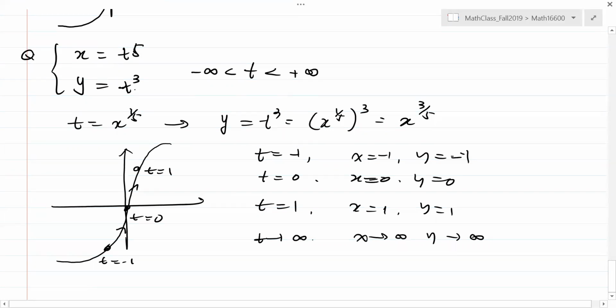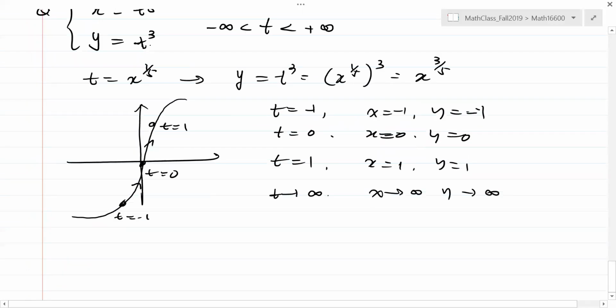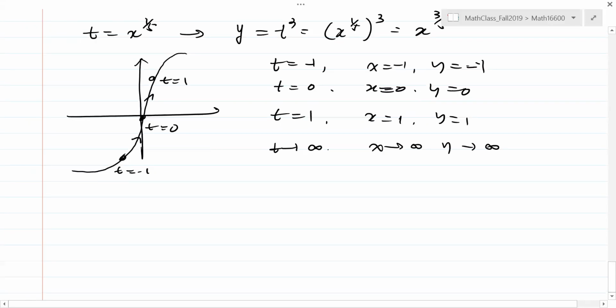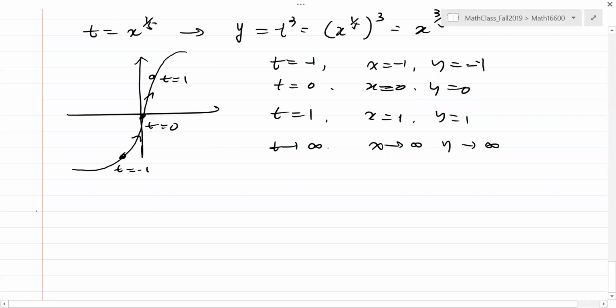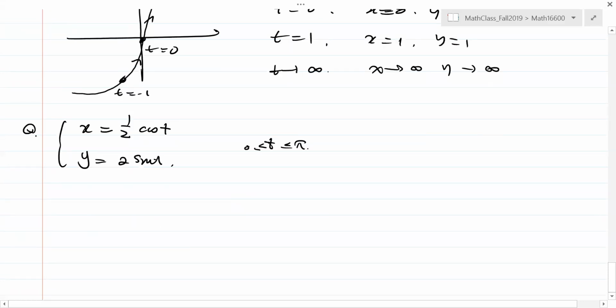So if possible, use the equation in the xy plane, then you plot them in the xy plane, and the curve described by the parametric equation should be a portion of that. All right, so let's take a look at the next problem. x equals half of cosine t, y equals 2 sine t, t is between 0 and pi. How do you do that? How do you sketch the graph?